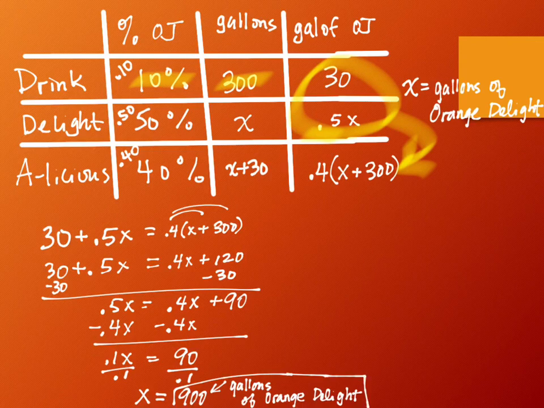So going back and thinking about your problem, what you're saying is that you'd need 300 gallons of orange drink mixed with 900 gallons of Orange Delight. And if I mixed those, I'll end up with 1,200 gallons combined, right? And it will have the appropriate 40% ratio of orange juice inside of the product.